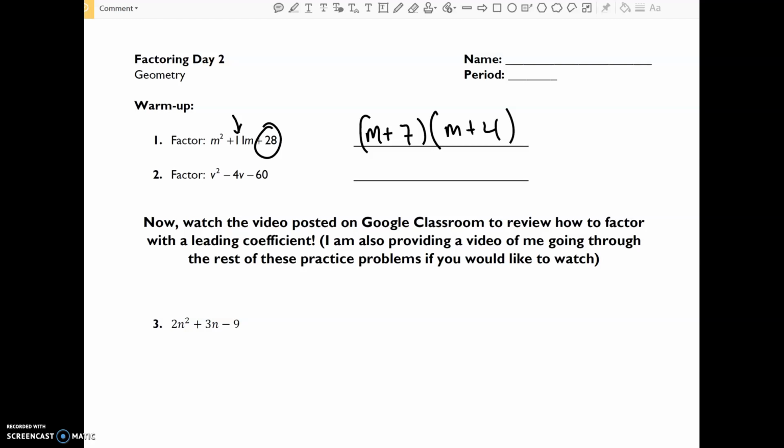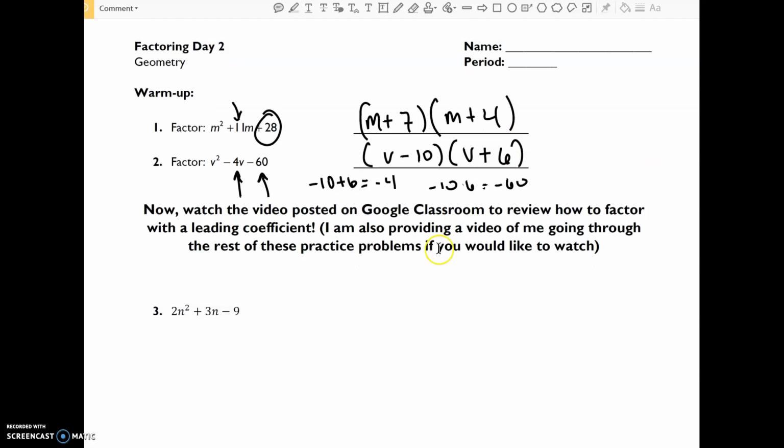For number 2, what two numbers multiply to negative 60 and add to negative 4? 60's got a lot of factors. 6 and 10 are 4 apart though. The 4 being negative, that would be negative 10 plus 6 is negative 4. Negative 10 times 6 is negative 60. So those are our two factoring numbers. So we get v minus 10 times v plus 6.